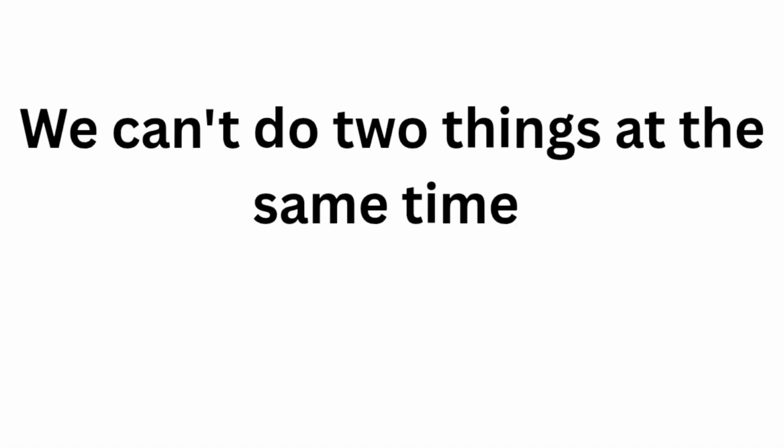Next up, again, let me put you to the test. How would you say this in Spanish? We can't do two things at the same time. This time you'd say, no podemos hacer dos cosas a la vez. Or you could also say, no podemos hacer dos cosas al mismo tiempo.